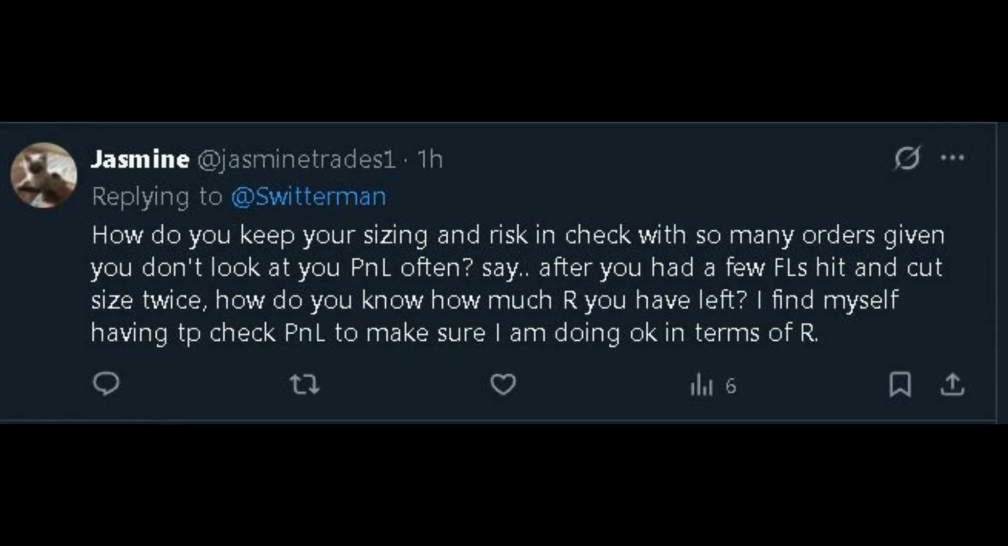Scott, how do you keep your sizing and risk in check with so many orders, given you don't look at your PnL often? Say, after a few fantasy longs hit and cut size twice, how do you know how much R you have left? I find myself having to check my PnL to make sure I am doing okay in terms of R. Hi, Jasmine.